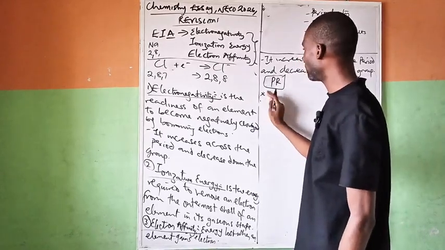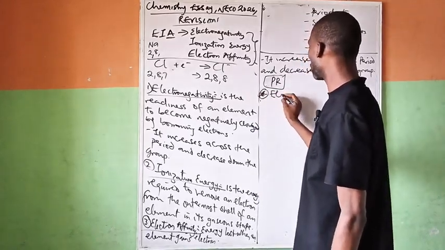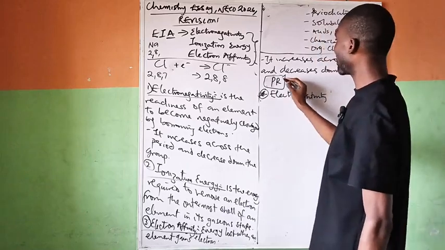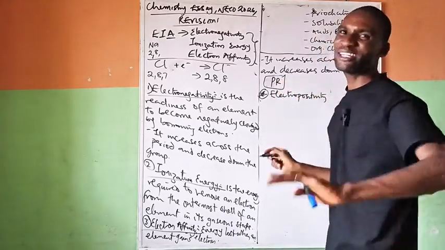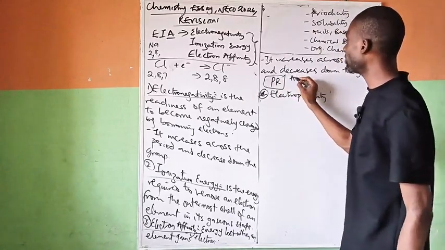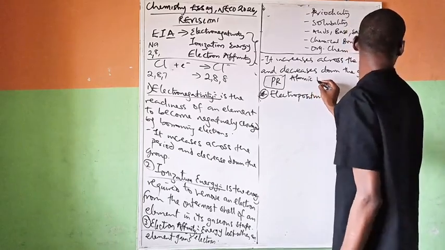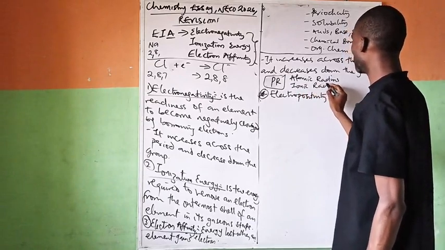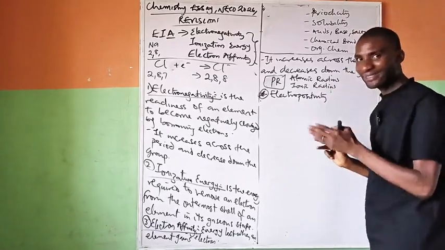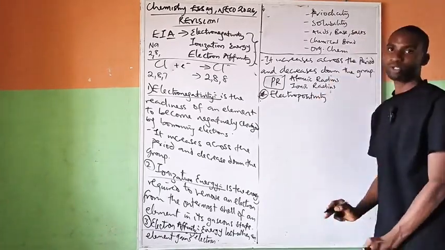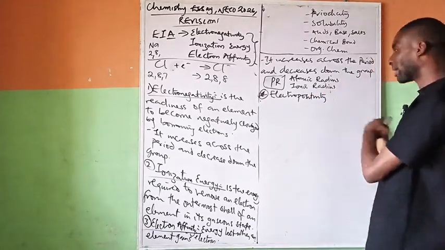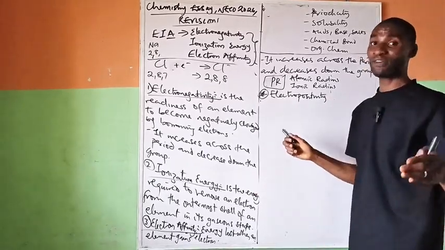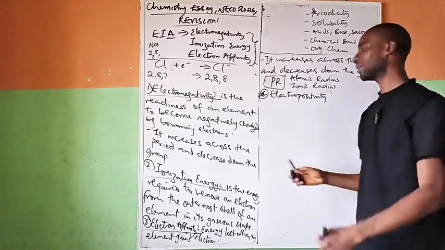So the next one, number 4, electropositivity. PR means P is for positivity, R is for radius, anything that has radius, whether it's atomic radius or ionic radius. The fact that it has radius, it is increasing down the group, decreasing across the period. So electropositivity is the opposite of electronegativity. It's the readiness of an element to become positively charged by losing electron.